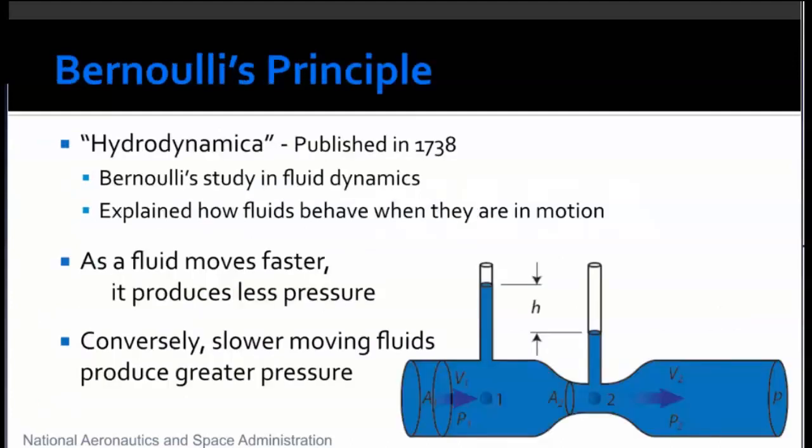In 1738, yes, that's a long time ago, he published a book. I don't know that it was so much a book, but it was a study of his fluids on dynamics. It was called Hydrodynamica, and explained how fluids behave when they're in motion. And so as a fluid moves faster, it produces less pressure. And the converse of that is true, which is that slower moving fluids produce greater pressure.